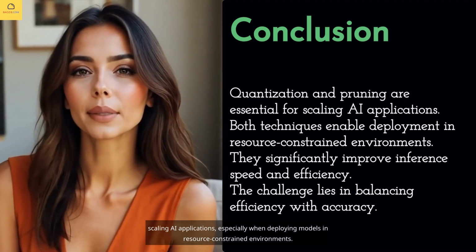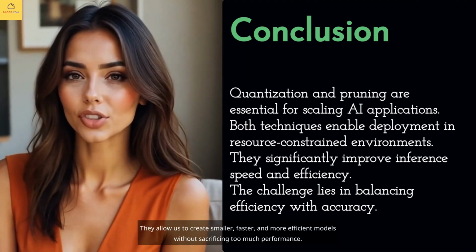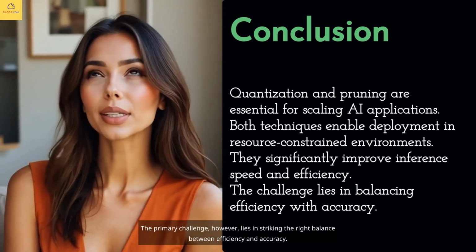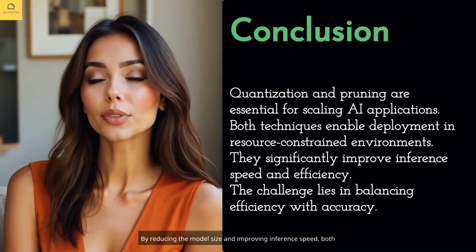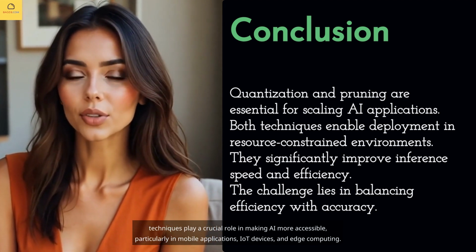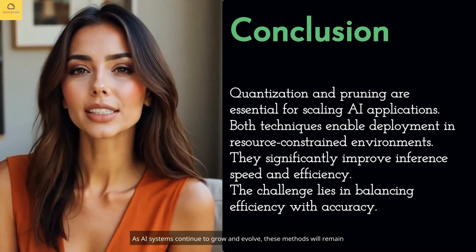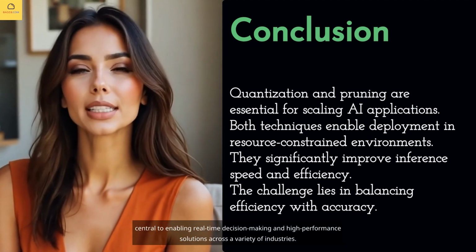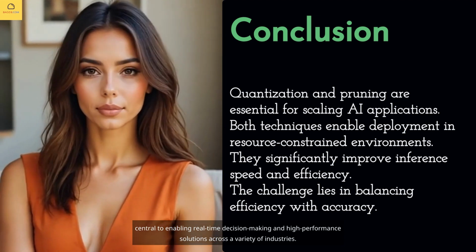resource-constrained environments. They allow us to create smaller, faster, and more efficient models without sacrificing too much performance. The primary challenge, however, lies in striking the right balance between efficiency and accuracy. By reducing the model size and improving inference speed, both techniques play a crucial role in making AI more accessible, particularly in mobile applications, IoT devices, and edge computing. As AI systems continue to grow and evolve, these methods will remain central to enabling real-time decision-making and high-performance solutions across a variety of industries.